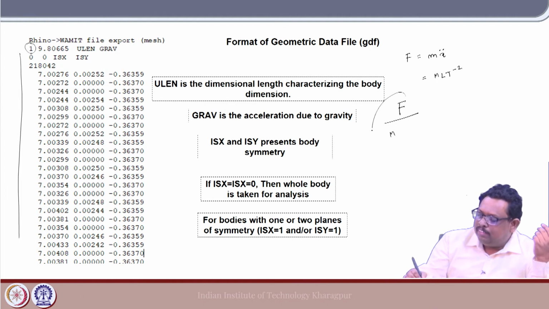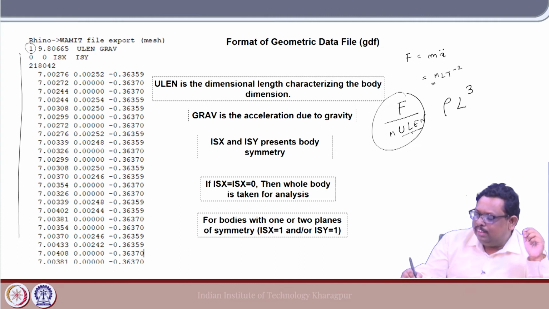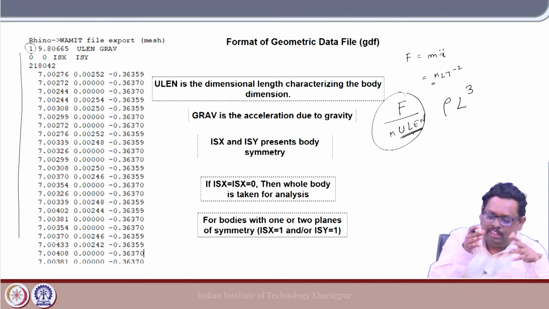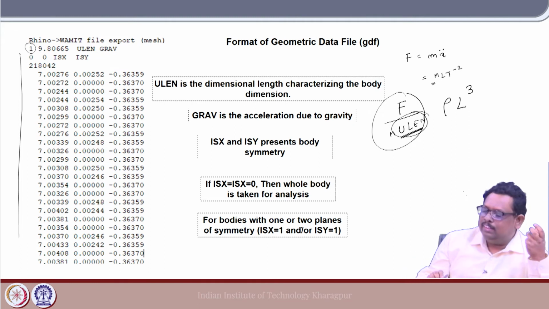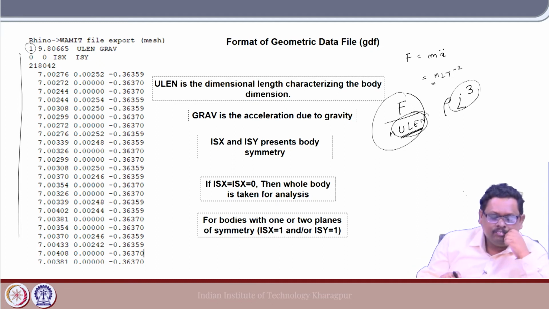So, when you non-dimensionalize this force, at that time we are going to use this ULEN. Its mass is nothing but the dimension of L cubed, multiplied by rho. Therefore, normally, if you look at the output, all the forces that WAMIT provides are in non-dimensional form. So, that time we require this ULEN, because normally they divide by L cubed for the force, and L to the power 5 for the moment, something like this.